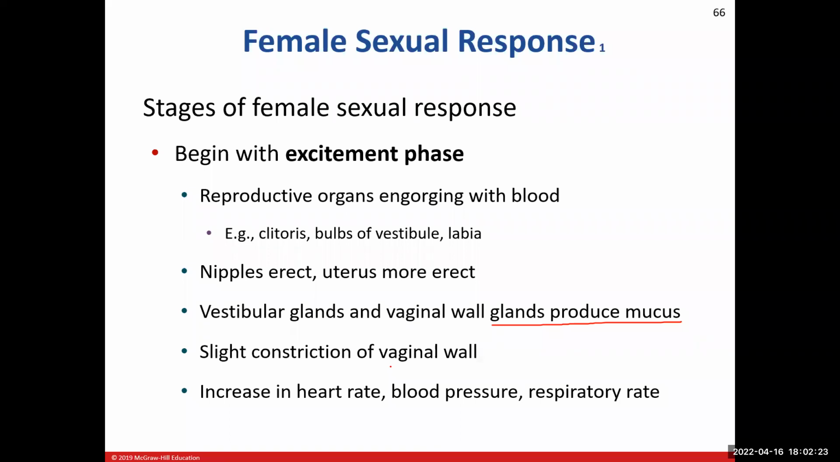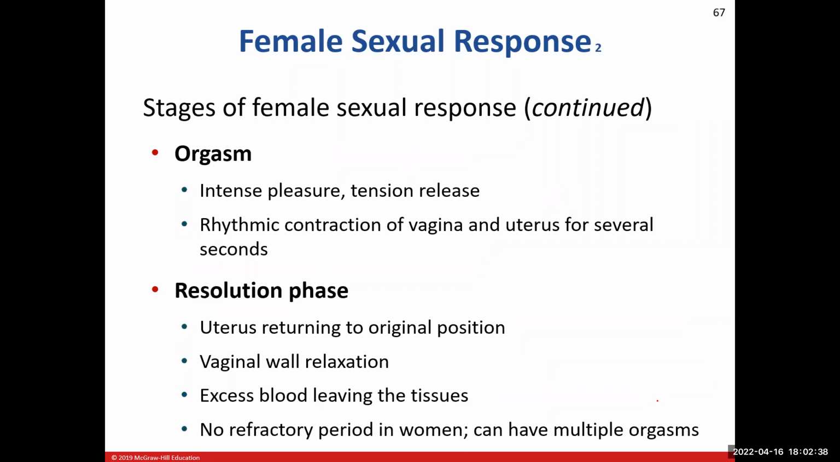Because of the excitement, we know that the excitement is part of the sympathetic nervous system. We are going to increase our heart rate, blood pressure, and respiratory rate, all things that the sympathetic division of our autonomic nervous system plays a role in.